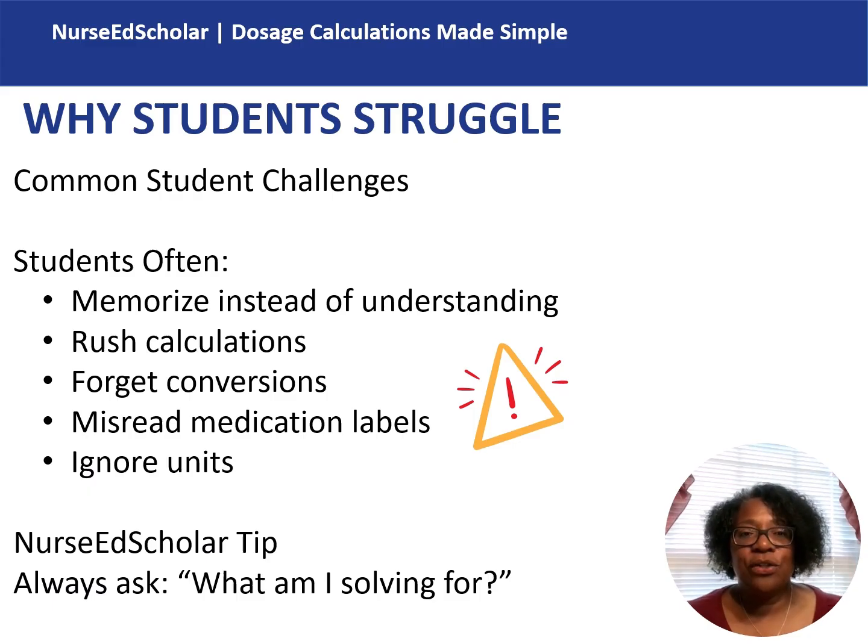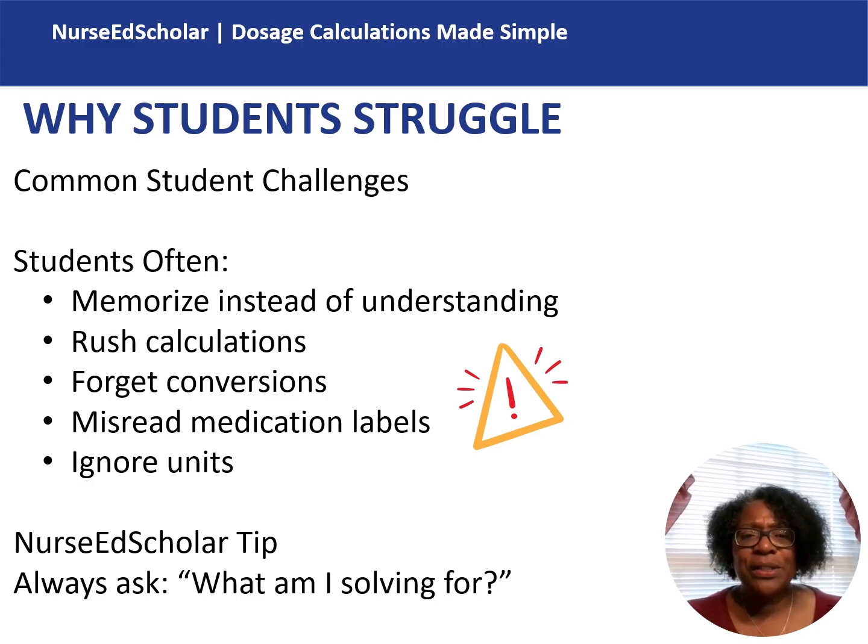Students struggle with this. One of the major reasons why students kind of struggle with dosage calculations is because they try to memorize without really understanding the logic of what they're doing. They forget conversions a lot of the times. They ignore the units, but you need them to cross them out, to cancel them out. And sometimes they misread medication labels.